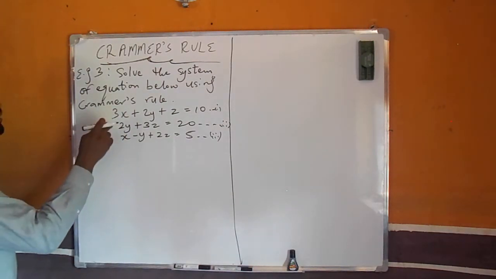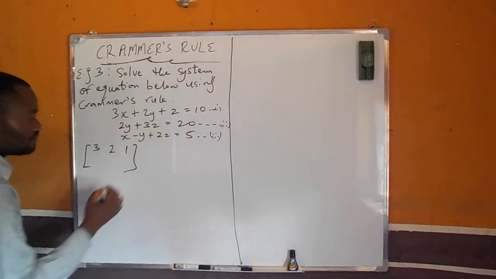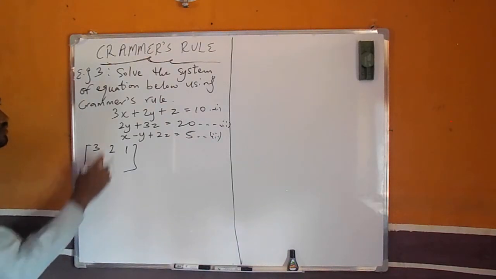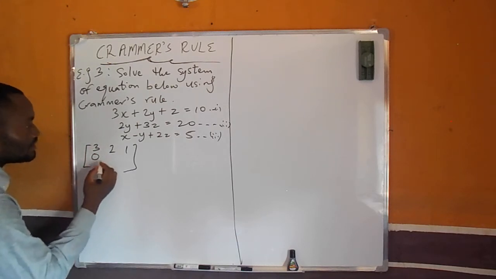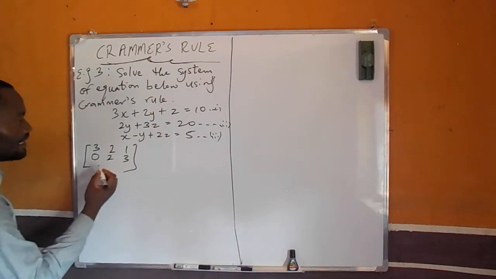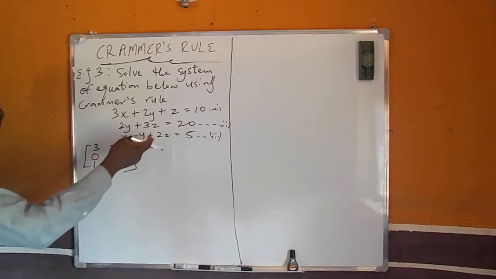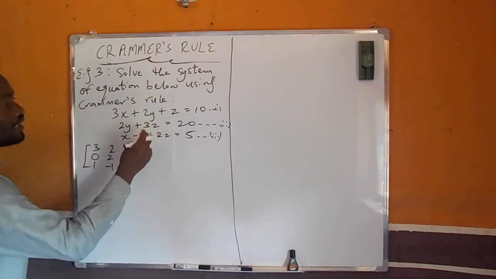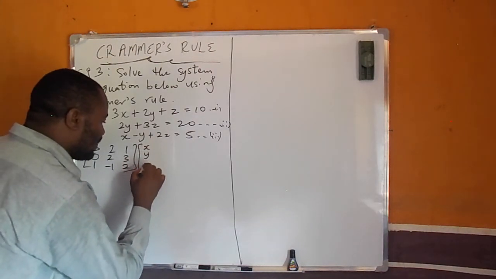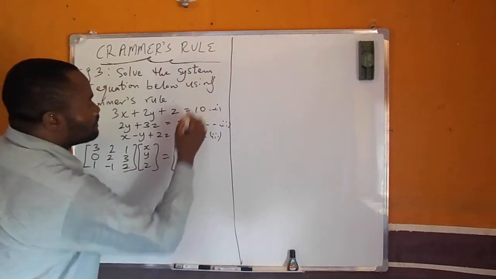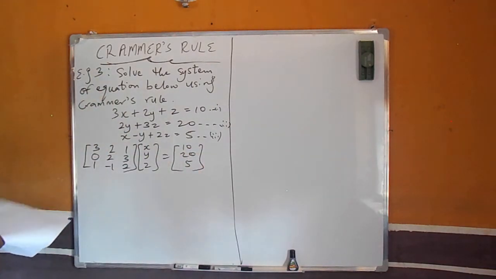3x, we have 3, 2y we have 2, z is 1. Then in the next one, it started with 2y. In x there is nothing there, so you replace it with 0, 2y, 3z. Here x is 1. This is negative y, that is 1y, negative 1y, which will be negative 1. And this one is 2z, which will be ordinary 2. Then you now have what you are looking for, x, y, z, which equals 10, 20, and 5.